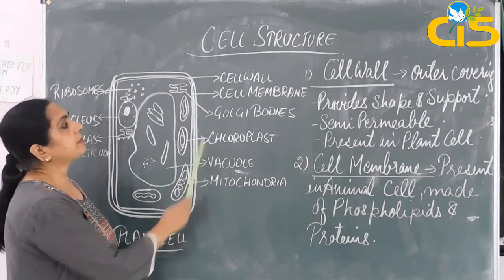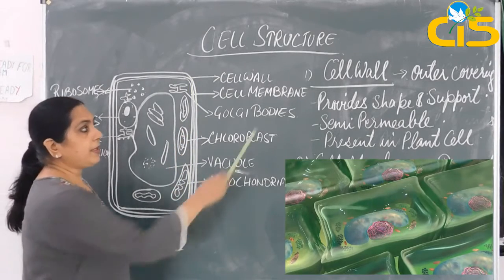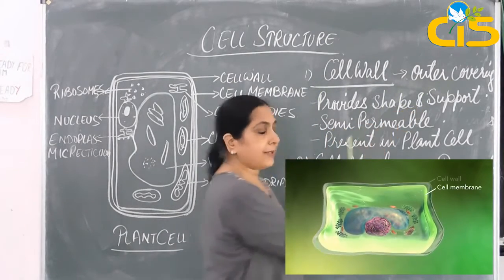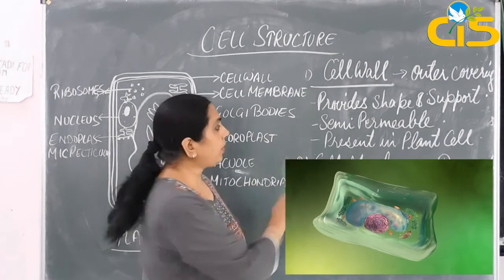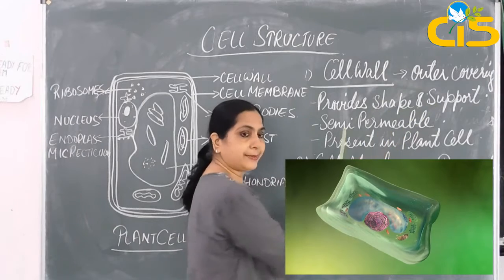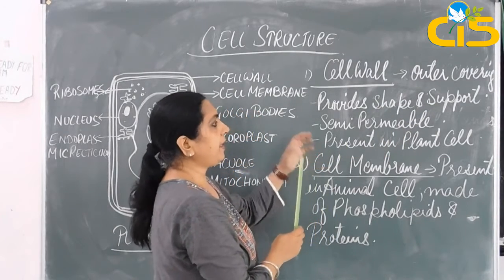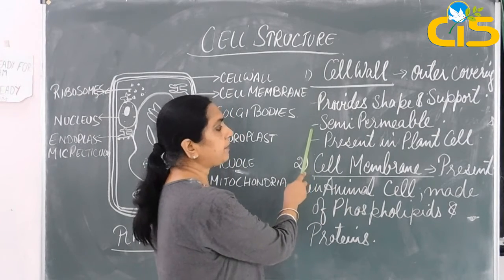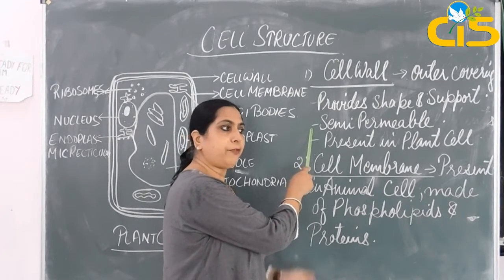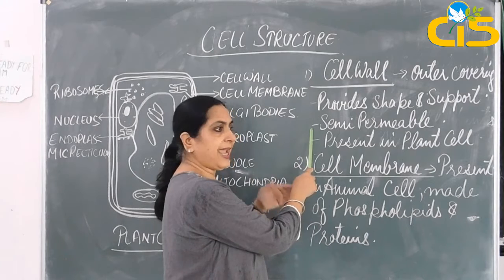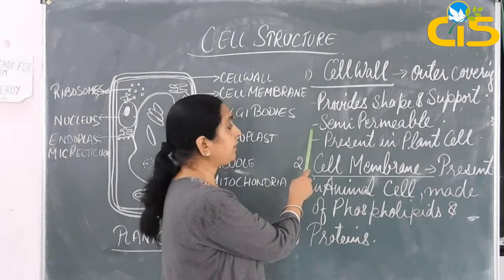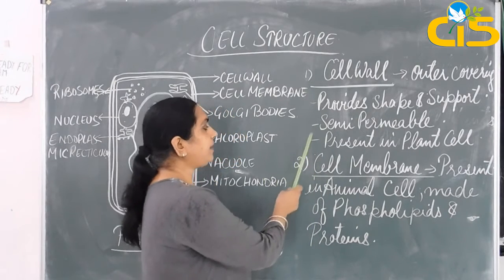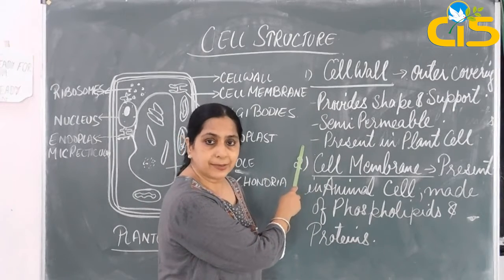Now we should discuss the cell wall, the outer membrane of the cell. The cell wall is the outer covering of the cell. What is the function of the cell wall? It provides shape and support to the cell. That is, the material of the cell is kept intact in a particular place and cannot go out of it. The second feature is that it is semi-permeable. Semi-permeable means only a few things are allowed to come into the cell and only a few things are allowed to exit from the cell. Then, the cell wall is present only in plant cells.